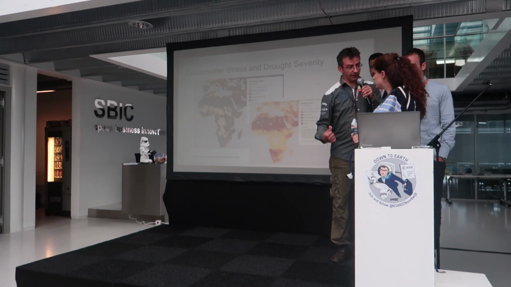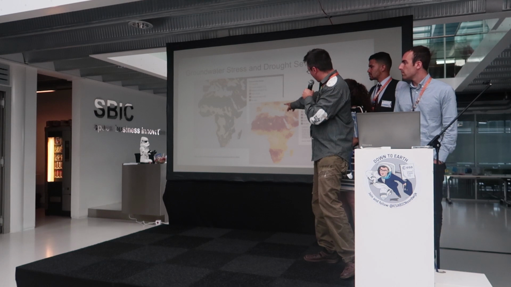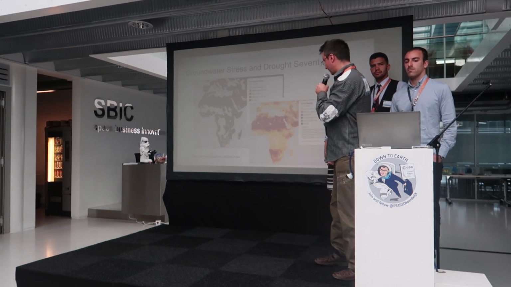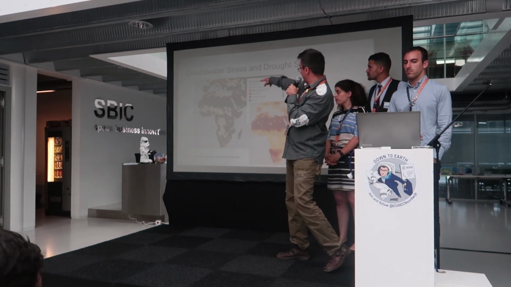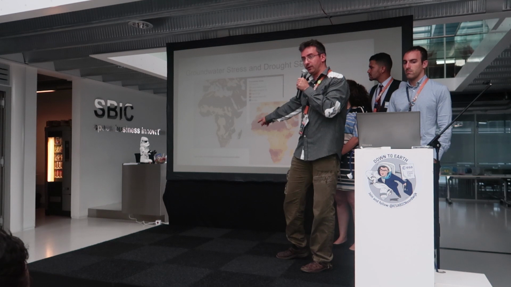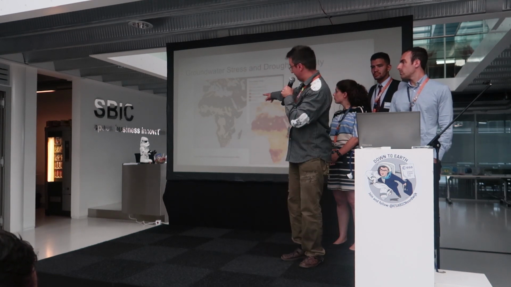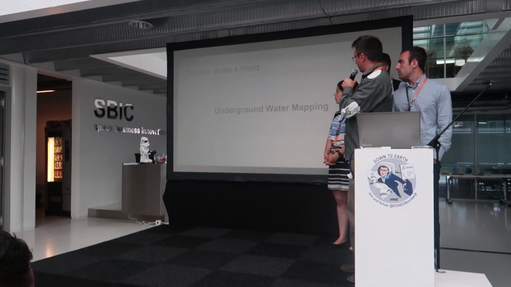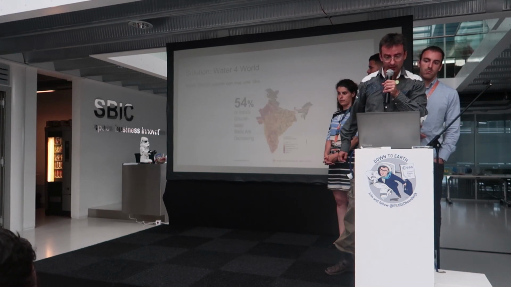And the map on the right shows us the drought severity in Africa. So if you look at the red areas, those are the areas where there is almost no clean water. And if you look at the groundwater images created by an ESA satellite, exactly for those areas we currently have no information about underground water. And what is the solution? Underground water mapping for specific areas.